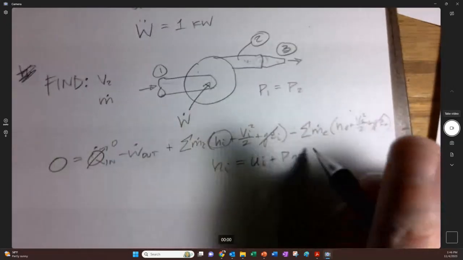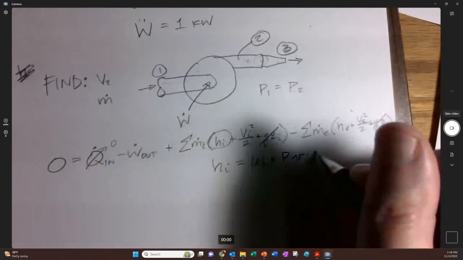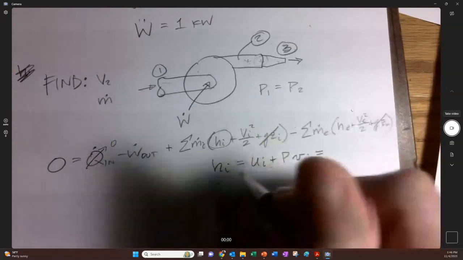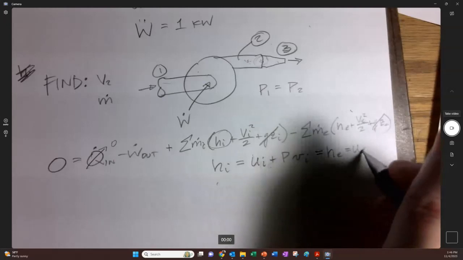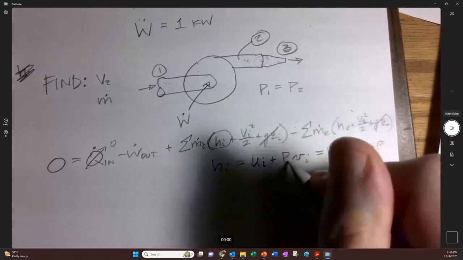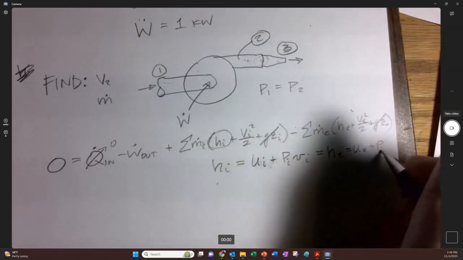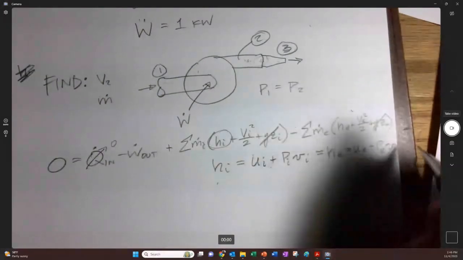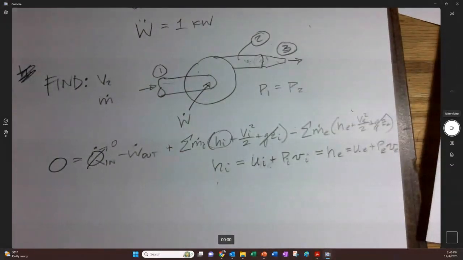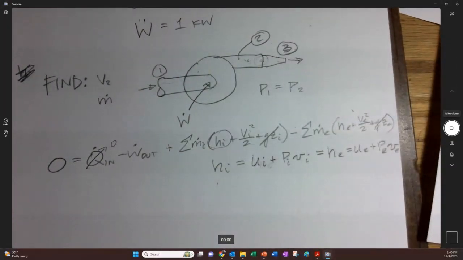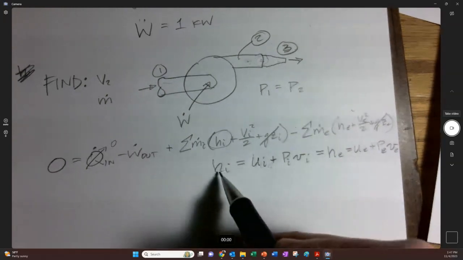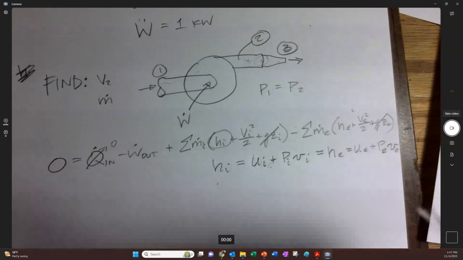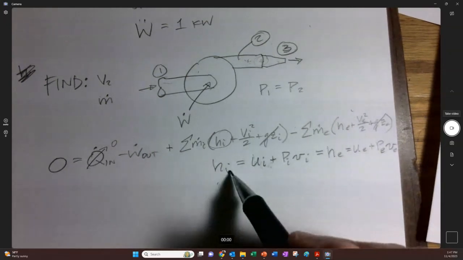I don't like what they did here, but okay, we'll set it equal to HE, which is equal to UE plus PE VE. Gotcha. This right here has all been, I've written all this down. I shouldn't have, but I did take a peek at the solution manual.